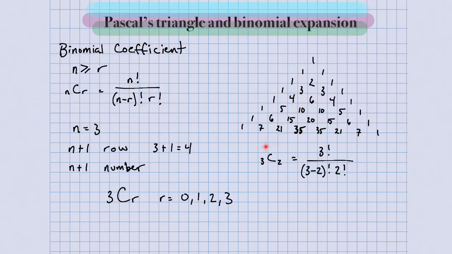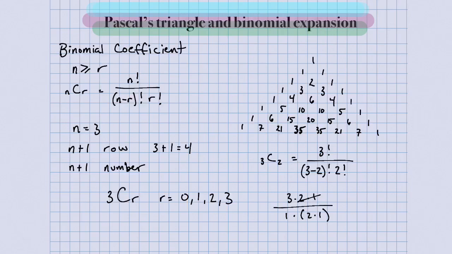Okay, so if I have 3 choose 2, it's going to be 3 factorial over 3 minus 2 factorial times 2 factorial. So what we're left with is 3 times 2 times 1 over, 3 minus 2 equals 1. So 1 factorial is just going to be 1, times 2 factorial, which is 2 times 1.